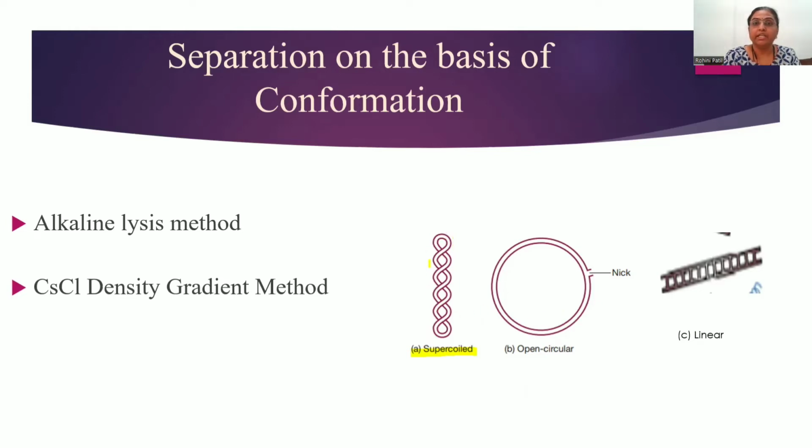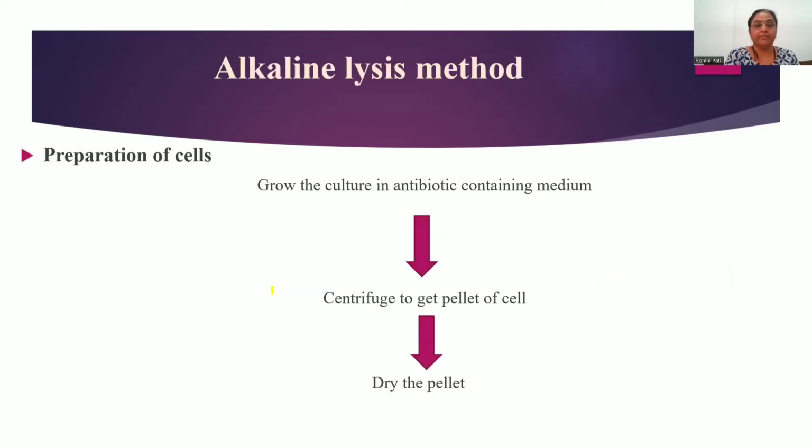The plasmid DNA is supercoiled, and the genomic DNA may be open circular or linear. This conformation can be separated out with the help of a method, and that method is the alkaline lysis method or the CsCl density gradient method. So going towards the first one, it is the alkaline lysis method.